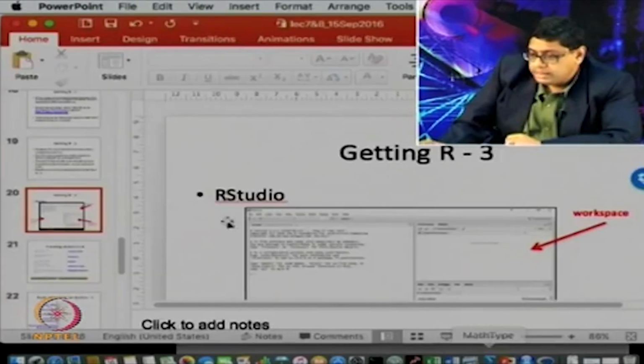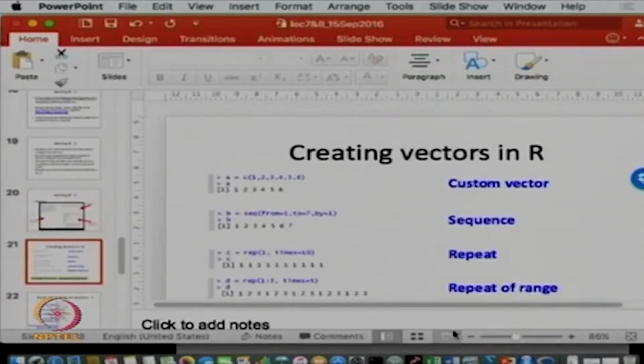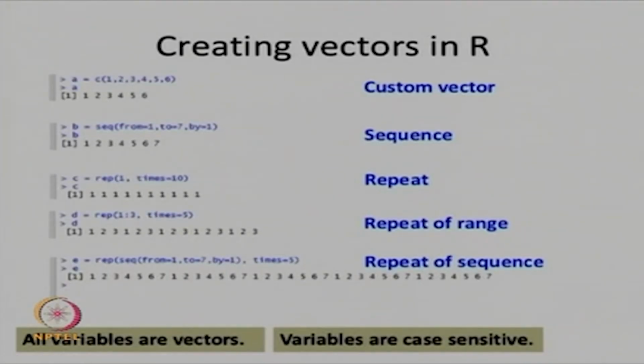If I go back to the presentation, let me briefly say what we have done. You can create a custom vector using c open bracket and then various entries 1, 2, 3, 4, 5, 6, and you will get these values. You can also introduce a vector as a sequence. I can write from 1 to 7 by 1, which means I want a sequence increasing in units of 1.